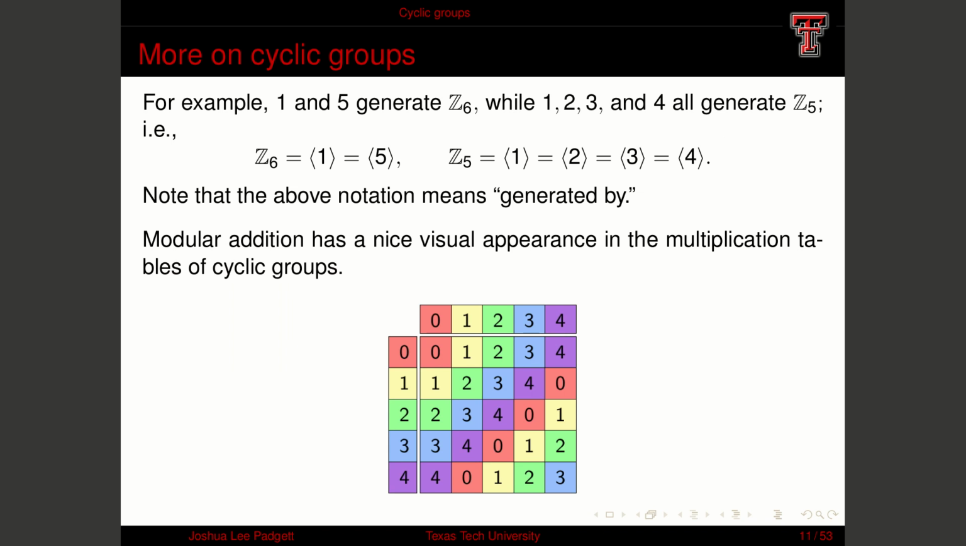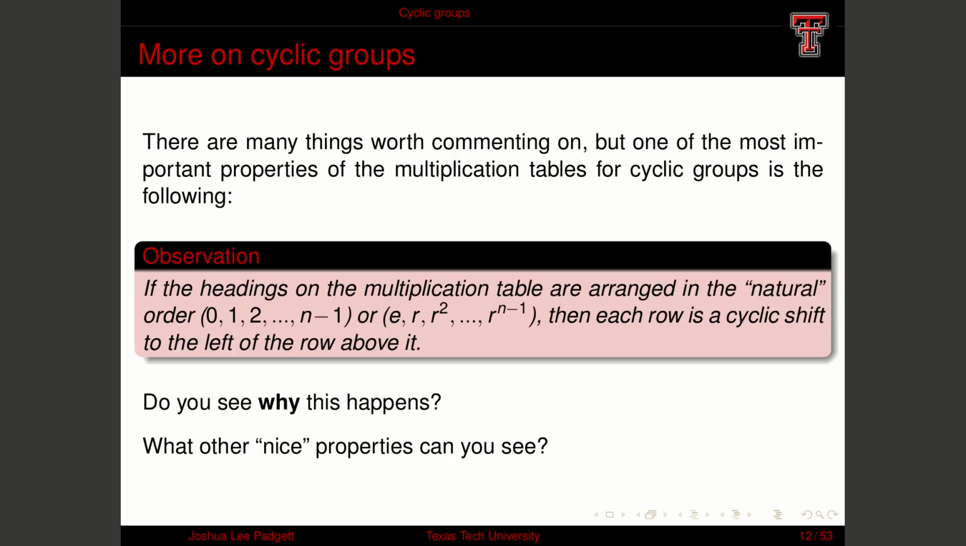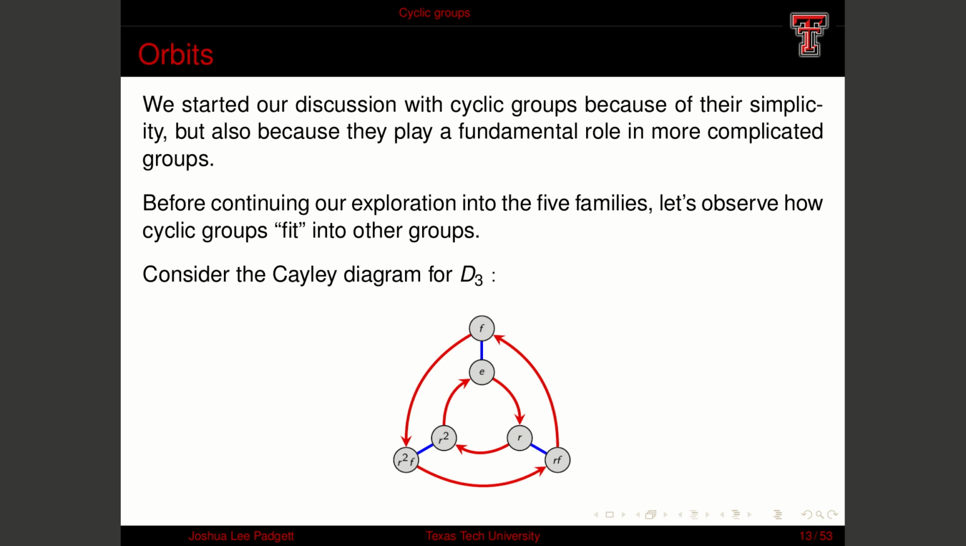All right. Now, I'm asking, do you see why this happens? Well, the reason why is really because every time I add 1, it moves everything over, and the guy at the end pops back at the beginning. There's this very circular feature to the integers modulo n. All right. And so, of course, you can ask yourself what other nice properties you can see, and I'll leave this to you to study and figure out.